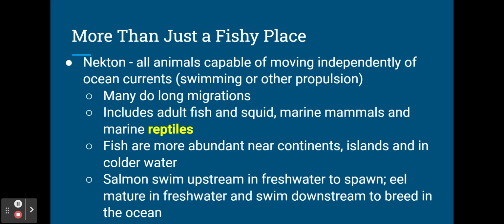Eels do the opposite. They live in freshwater and mature there, and then they swim downstream to breed in the ocean, and then they swim back up to the freshwater to mature.